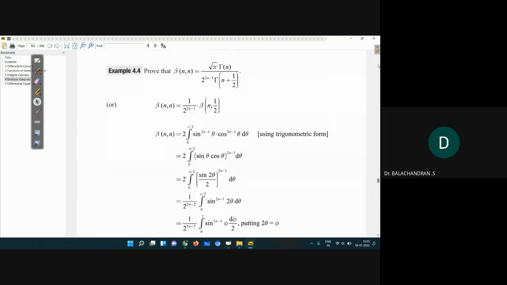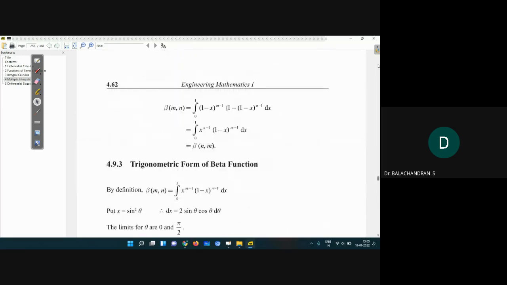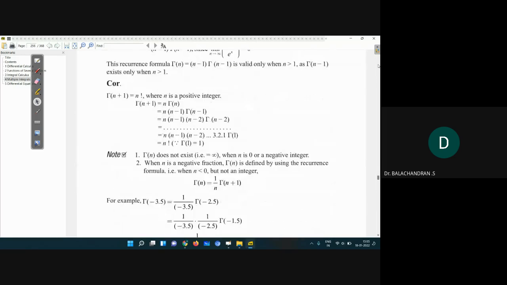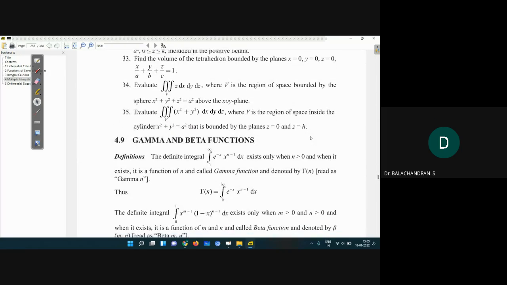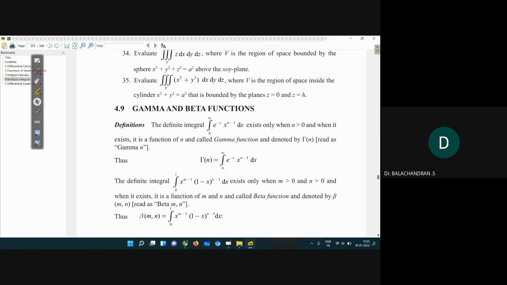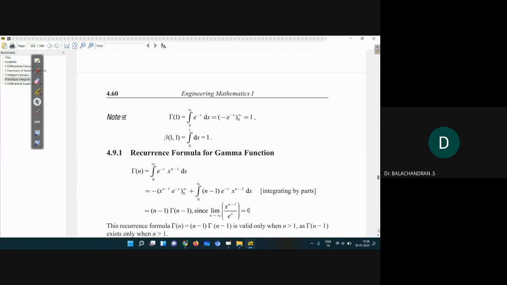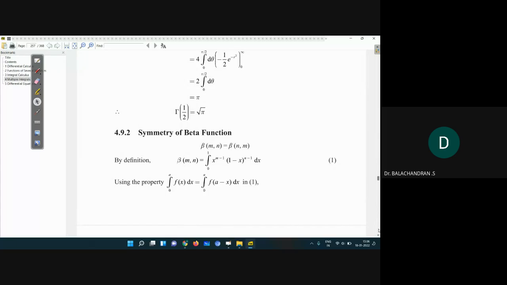So the multiple integrals. Please go through this part, start from here: gamma and beta functions, 4.9. You can go through the basics. If you study in the book, you can get more idea. Suppose if you don't understand, then you can watch my video and my PDF. You should have a habit of reading books. It's a recurrence formula, and gamma of half equals root pi.